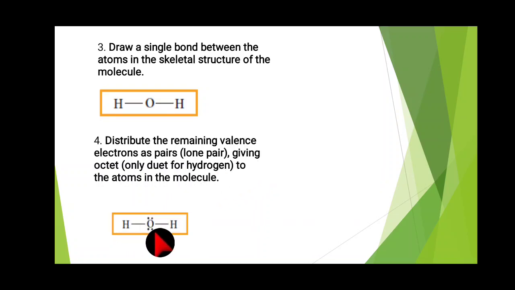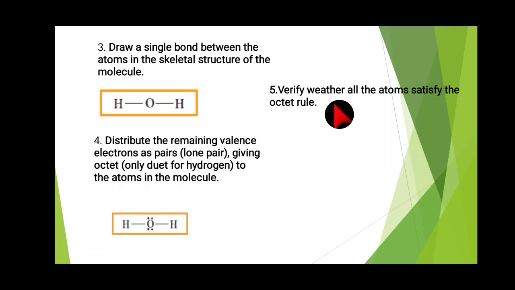So how to make it? The remaining electrons after bonding for oxygen: 1, 2, lone pairs, right? So 2 lone pairs and 2 bond pairs. So the total number of electrons is 8 electrons around the oxygen, including bond pairs, right? Next, the fifth one, verify whether all atoms satisfy the octet rule. For hydrogen, duet, right?